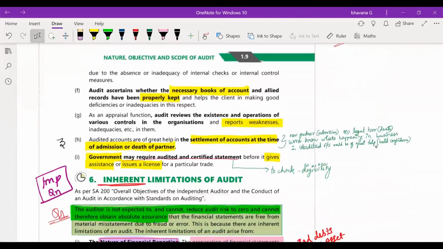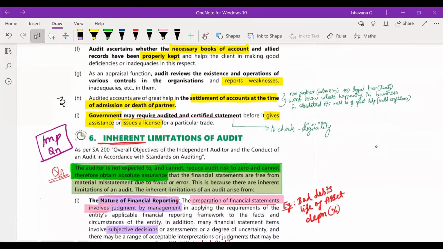Next advantage is that the auditor ascertains whether the necessary books of accounts have been properly kept. See, I am the owner of the company, I am one of the board of director members. What will happen is I will not know what is happening at the lower level. So the auditor will check and tell me whether the books which have to be prepared by the company are actually being prepared and properly kept or not. Okay. Next, he will also report whatever weakness is there in the company, which will help our company to fight the weakness.